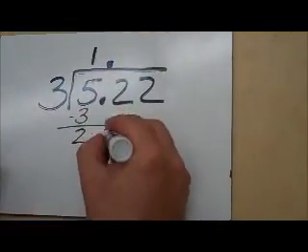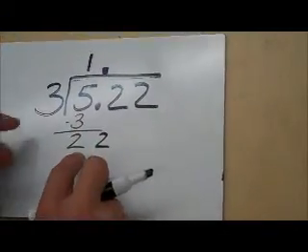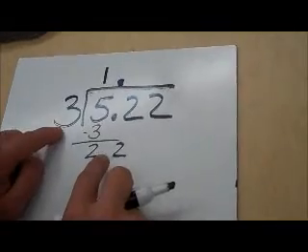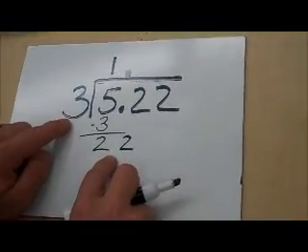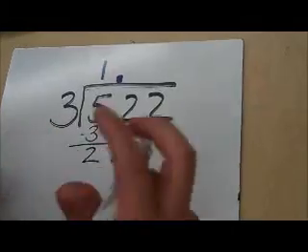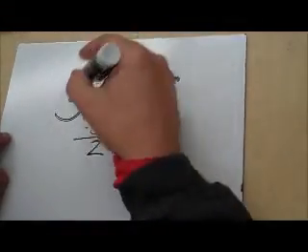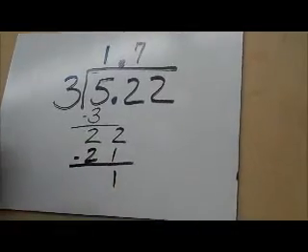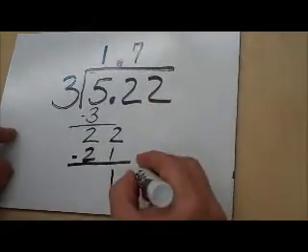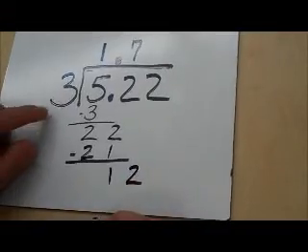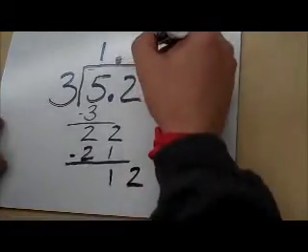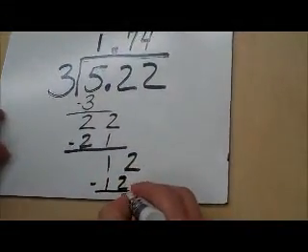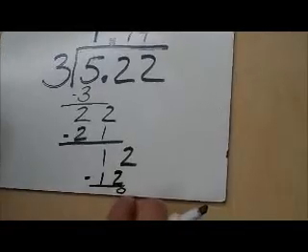I'm just going to bring down my next 2, and if we remember, I'm just going to ignore the decimal point. 3 into 22. 3 goes into 22 7 times, because 7 times 3 is 21. I'm left with a 1 remainder. Now I'm going to bring down my last number. 3 into 12 goes 4 times. 4 times 3 is 12. Subtract, and I'm left with a 0 remainder.